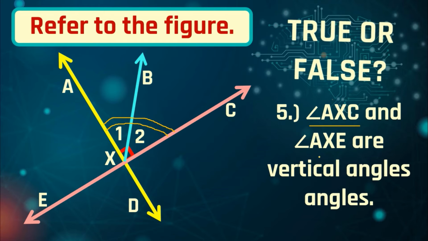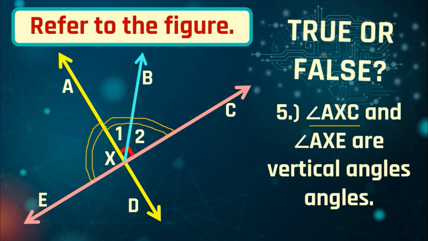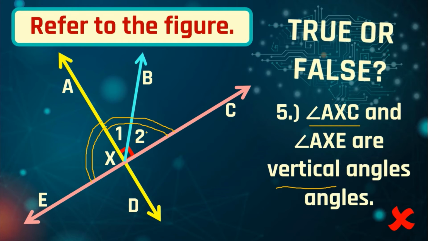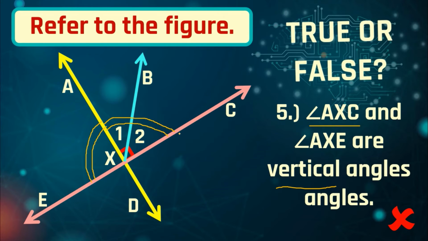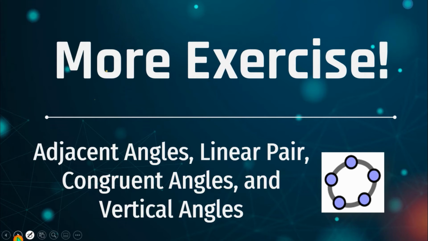Then, AXE. Where's our AXE? So, this angle. Okay? Yan. Alright. Question. Is it vertical with each other? Do they form vertical angles? The answer is no. Magkaano lang sila? They are adjacent. Magkatabi sila. So, the answer is no. Right? So, let's go to the next page and have more exercises.